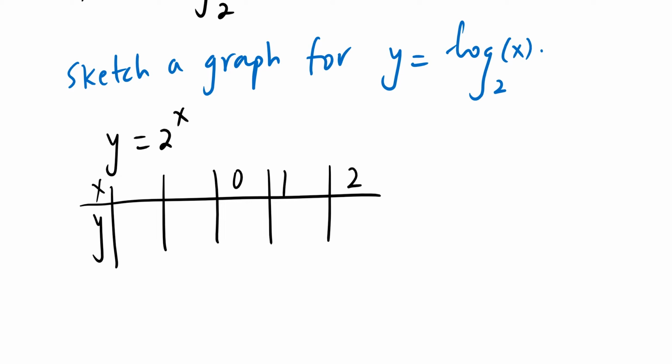We took 0, 1, 2, negative 1, negative 2. So 2 to the 0 is 1. 2 to the 1 is 2. 2 squared is 4. 2 to the negative 1 is 1/2. 2 to the negative 2 is 1/4.